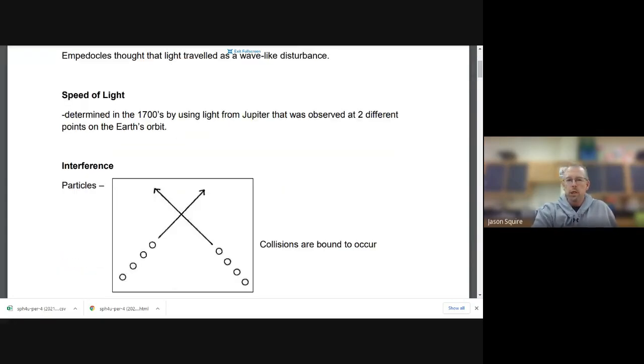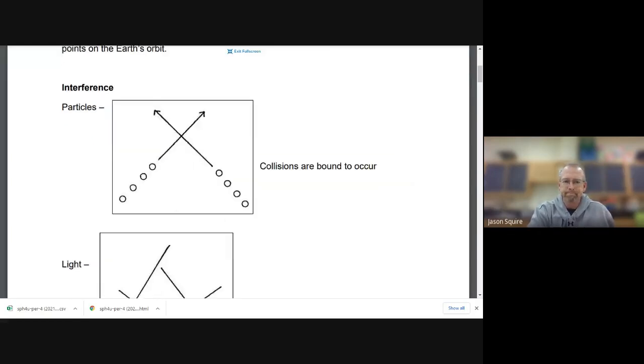Jump ahead a whole bunch into the 1700s, back when we first started looking up at the stars and making observations. It was determined that the speed of light had a value, and the value they came up with was very, very close to what we know it to be now.